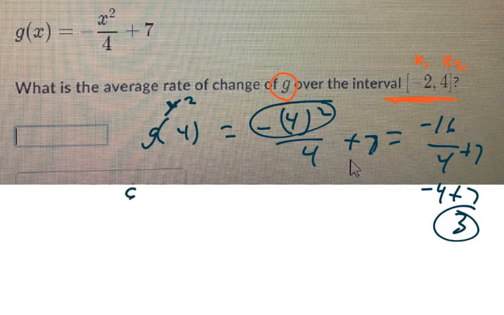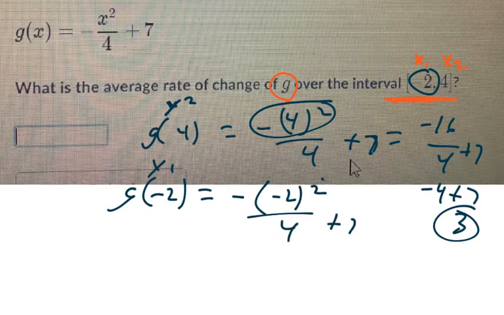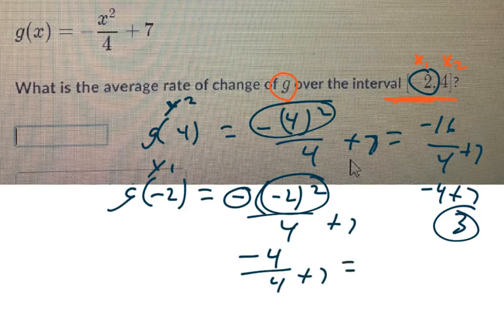All right, now let's do the negative 2. G of negative 2, this is going to be my y1. So g of negative 2 is going to be negative 2 squared over 4 plus 7. Now, negative 2 squared is 4. The negative makes it negative 4 over 4 plus 7. That's negative 1 plus 7, which is 6.